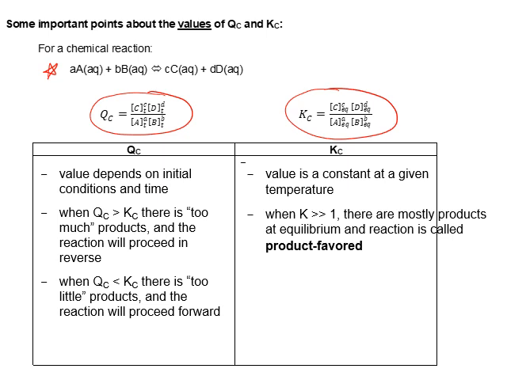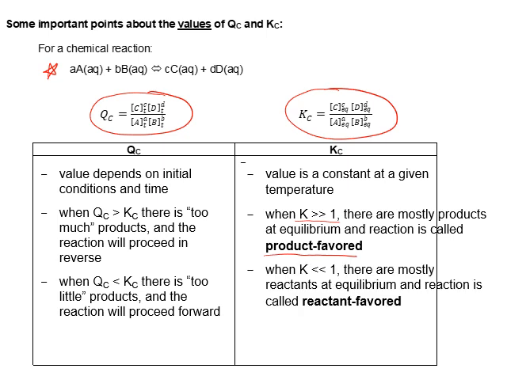What does the value of K tell us about the reaction? Well, when the value of K is much greater than 1, that means that this ratio has a larger amount of products compared to the amount of reactants. So there are mostly products at equilibrium, and we say that the reaction is product favored. On the other hand, if K is much less than 1, that means that there are mostly reactants at equilibrium, and the reaction is said to be reactant favored.